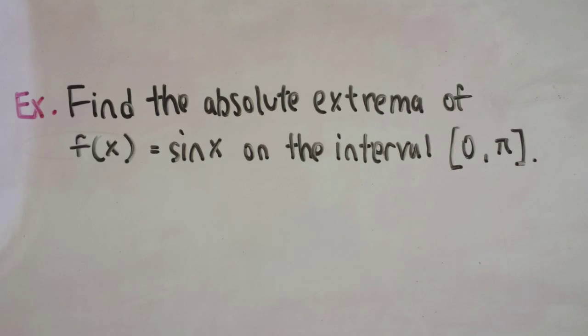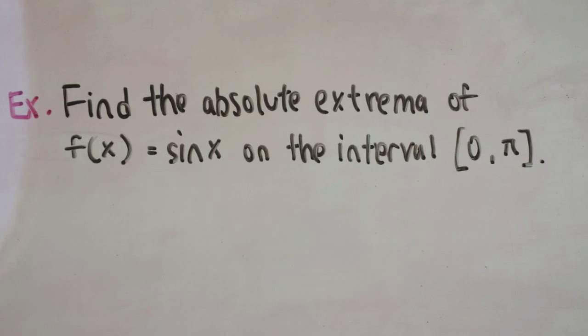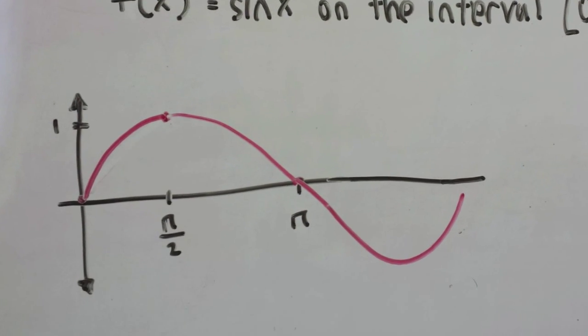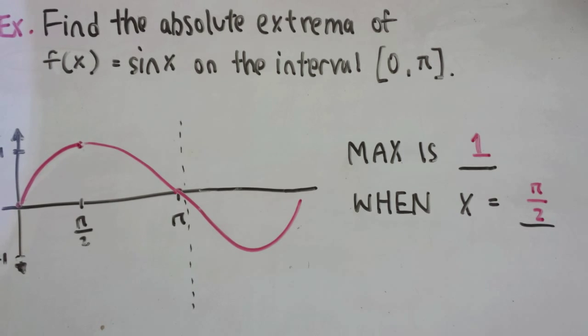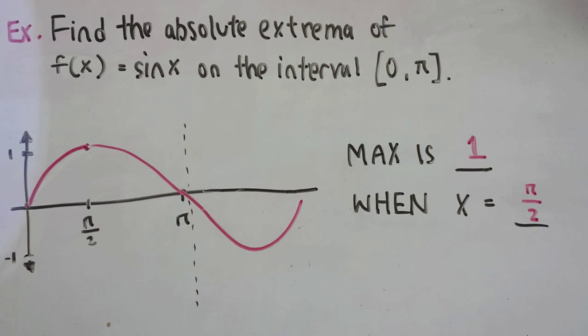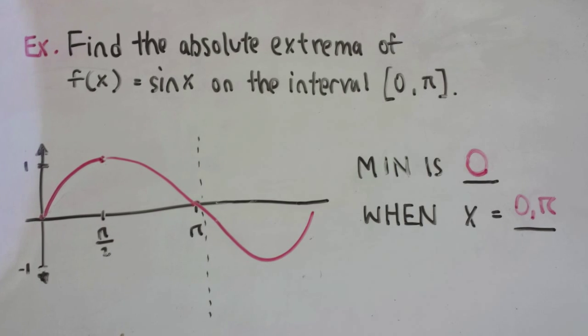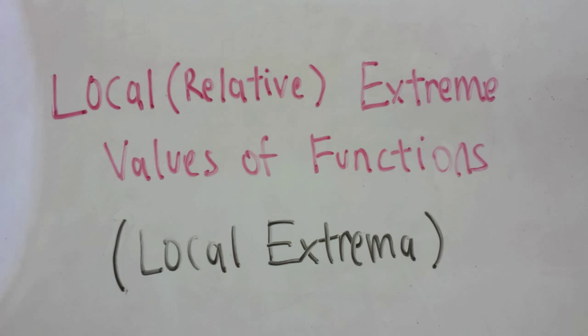Alright, so let's start off with our first example here. Find the absolute extrema of f of x equals sine of x on the interval 0 to pi. Begin drawing the graph of sine. Now only look at the section of the graph between x equals 0 and x equals pi, and find the absolute extremas. There's only one absolute maximum here, and the maximum is 1 when x equals pi over 2. There are two absolute minimums here, and they are 0 when x equals 0 and x equals pi.